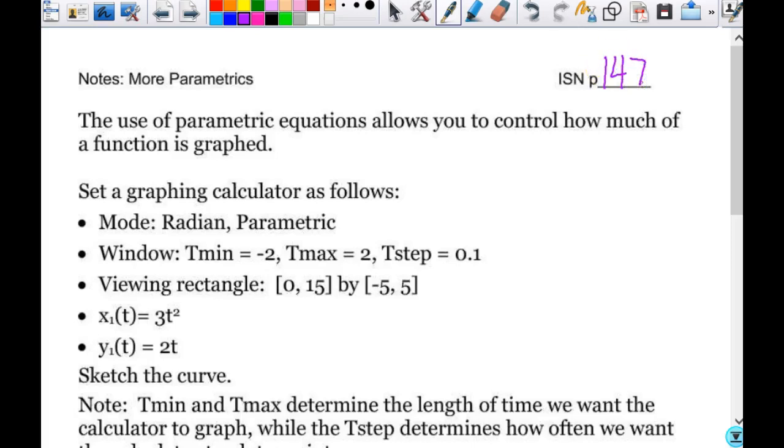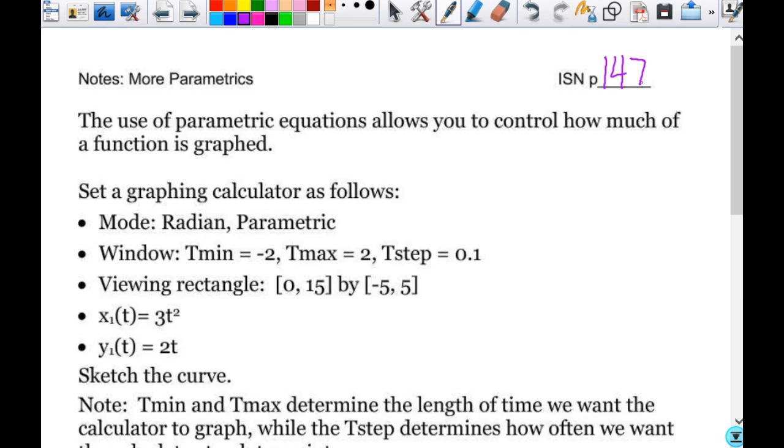Okay, so we're going to look at, I had nothing better to title it, but more parametrics. So we know that parametrics can show us a lot. They can show us direction, we can figure out distance from that, and we can see more than we could with just rectangulars. But they allow us to control how much of a function is graphed, right? So it's kind of like we get to restrict our domain and our range by using that parameter instead of actually having to use a domain and a range and know to only graph that amount.